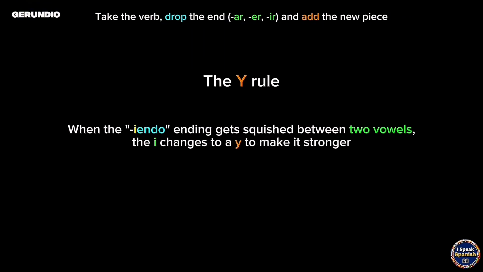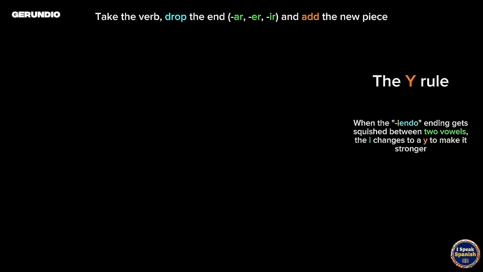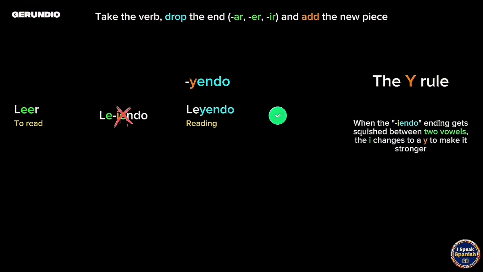Alright, my friends, let's jump to the Y rule. Sometimes the IENDO ending gets squished between two vowels. In Spanish, we don't like how that looks or sounds, so we change the I to a Y to make it stronger. Alright, for example, the verb leer changes to leyendo, not leiendo, leyendo.